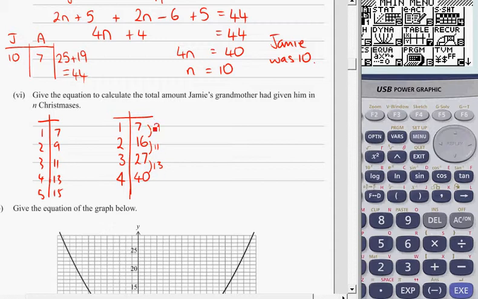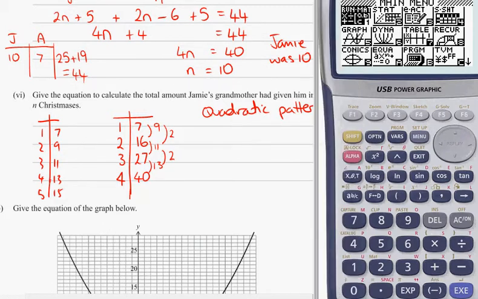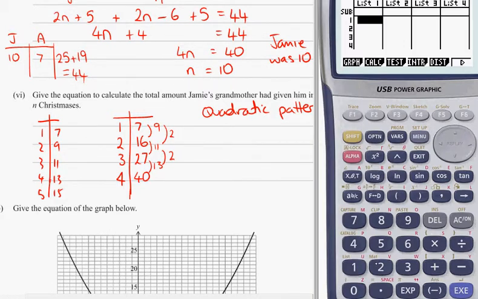Clearly the first differences are not the same, so it's not linear. We can look at the next one, which is the same, so it's quadratic. A quadratic pattern, which means we need a quadratic rule. So now if we go over to our calculator to work out a rule, we go into the stat menu and we'll put in the values from the table.